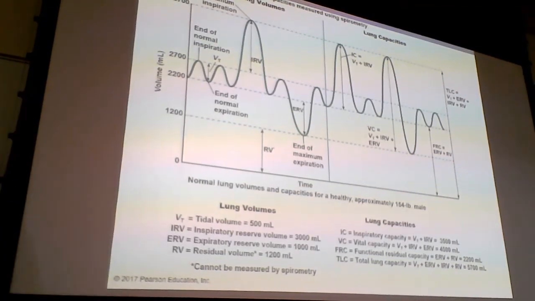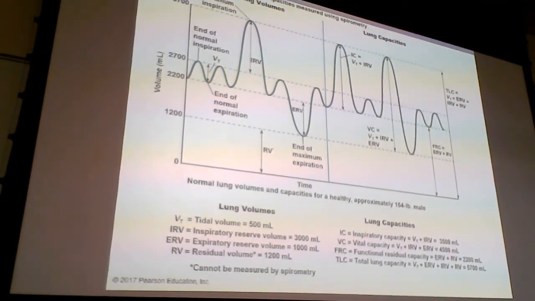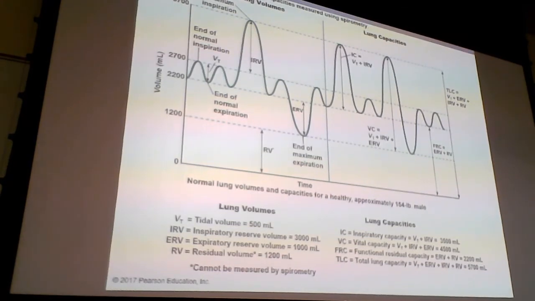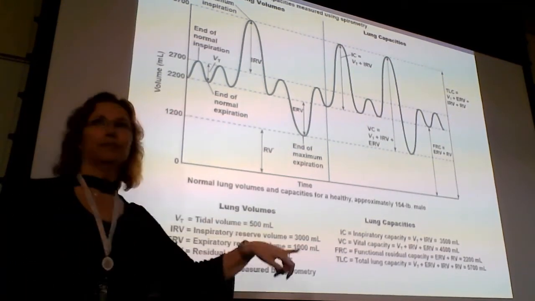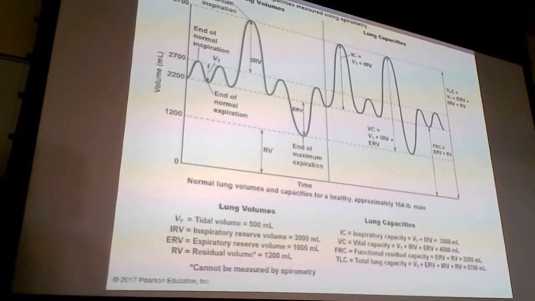So in a normal resting breath, you bring in about 500 mL of air. Okay? So that normal volume is your tidal volume, and that's roughly half a liter.